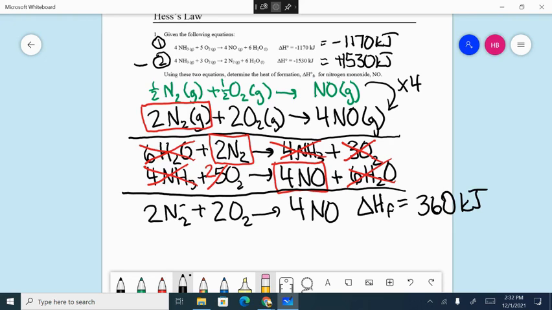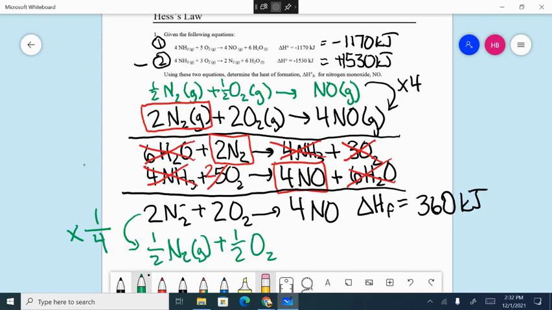But remember, the first thing we did was multiply by 4. So the last thing we're going to do is divide by 4. So that'll give us 1/2 N2 plus 1/2 O2 yields NO. And my enthalpy is also going to have to be divided by 4. And I get a positive 90 kilojoules. Ta-da.